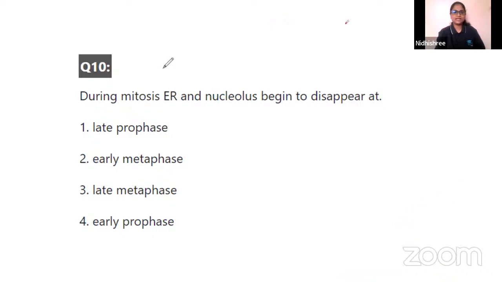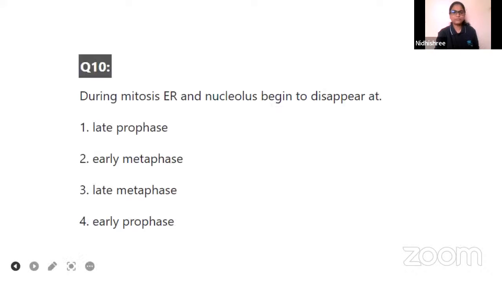Fine. Next. So the right answer here is option D. In early prophase, ER and nucleolus begin to disappear. They did not ask that they disappear completely. Begin to disappear, they start to disappear. So the right answer is option D, early prophase.